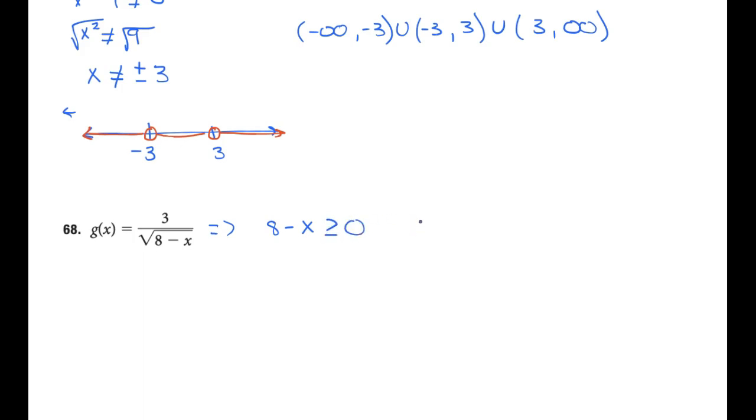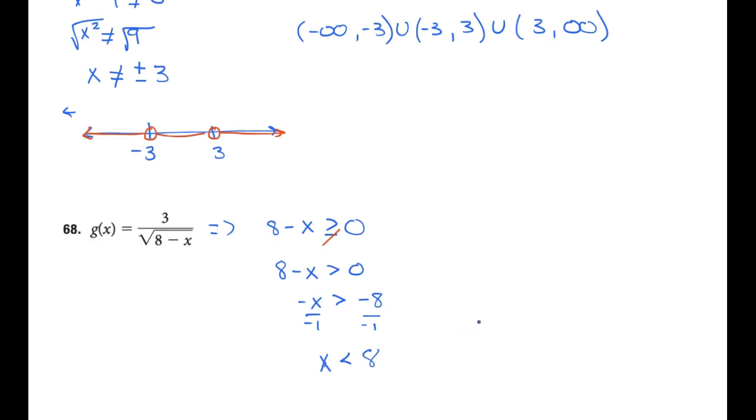But also the denominator can't be 0, so it can't be equal to. So that's not a possibility. So basically we just are going to say 8 minus x has got to be greater than 0. That's our only choice. So I'm going to subtract x from both sides, and I get negative x is greater than negative 8. I'm going to divide both sides by negative 1. And when I do that, I'm going to switch the sign, so x is less than 8. So this is only going to work if x is less than 8.